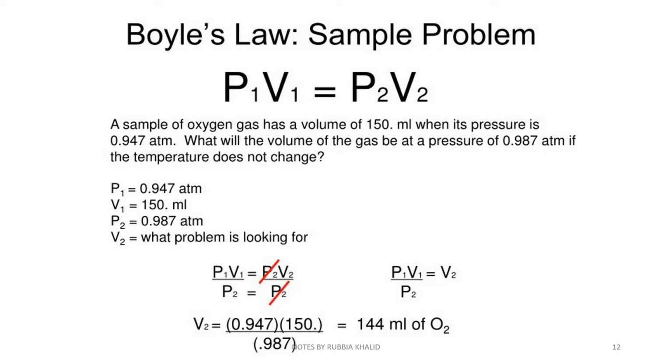We are given pressure 1, we are given volume 1, we are given pressure 2. What we are looking for is volume 2. So using the equation pressure 1 times volume 1 equals pressure 2 times volume 2, we're going to substitute all the given data and then solve for V2.